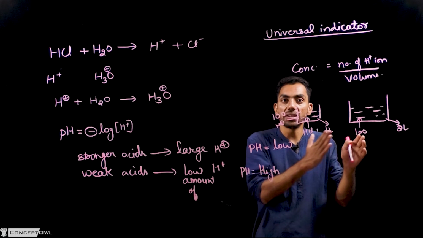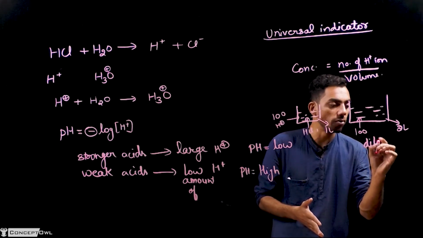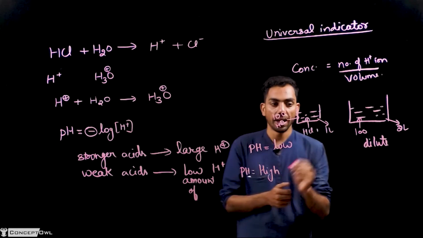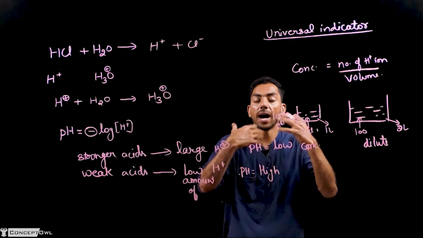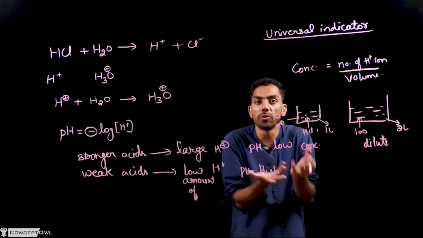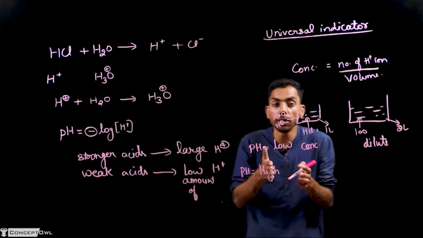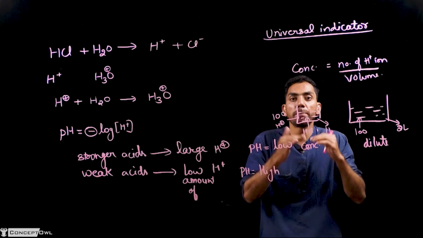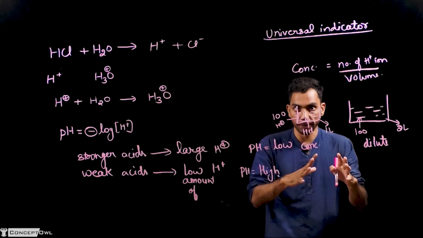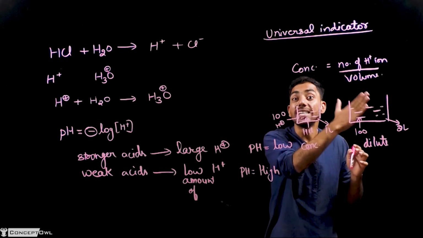So this solution is known as dilute solution. This one is dilute. And this one is concentrated. Why concentrated? Because there are more H positive ions per unit volume. So when we are adding the solvent, or you can say water, the concentration is decreasing. Number of H positive ions per unit volume is decreasing. Is this clear? So this thing is known as dilution.